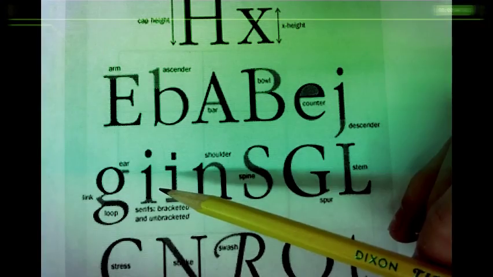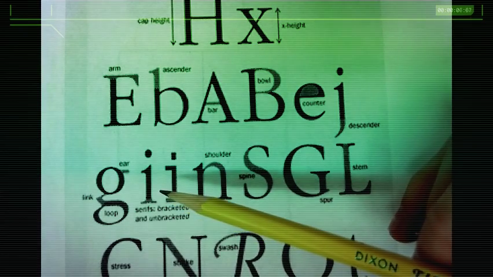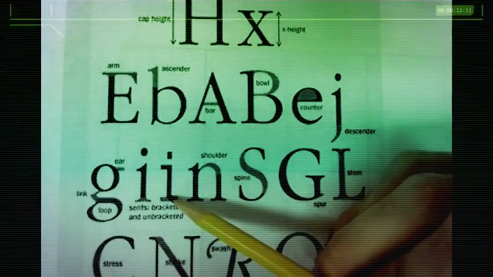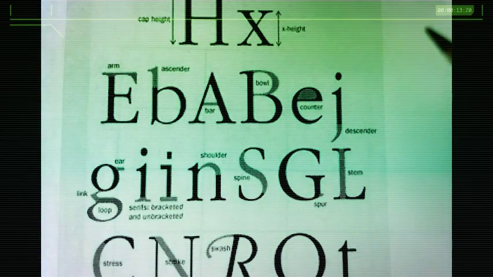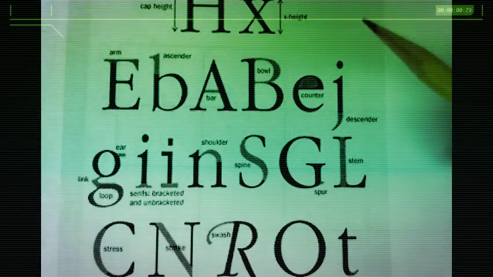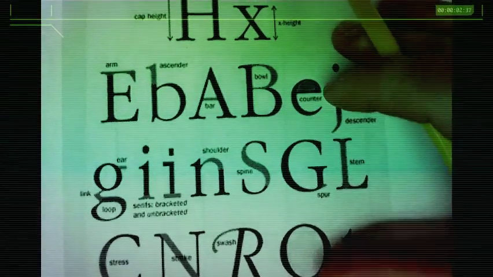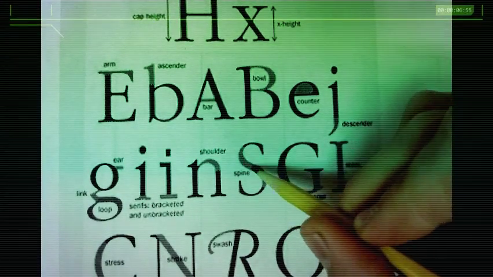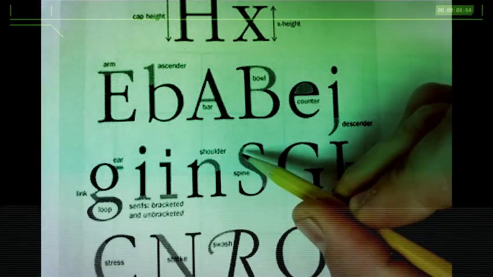Serifs are the projections extending off the main strokes of the character of a serif typeface. Serifs come in two styles, bracketed and unbracketed. Brackets are supportive curves which connect the serif to the stroke. Unbracketed serifs are attached sharply and usually at 90-degree angles. Notice there's a 90-degree angle right here.